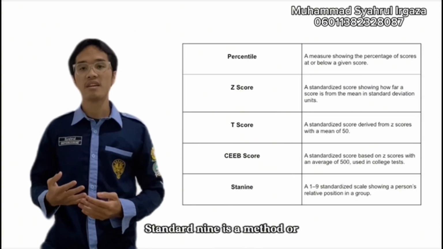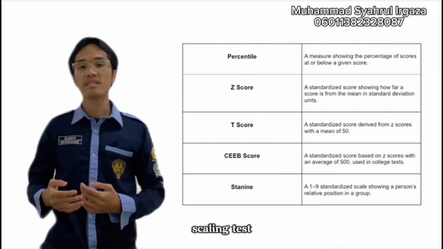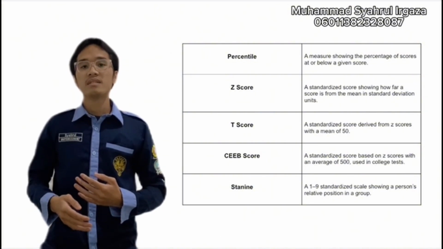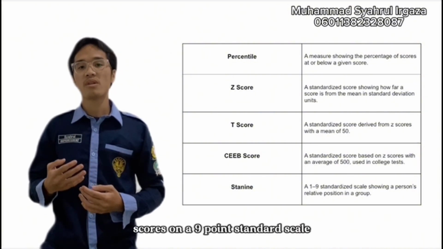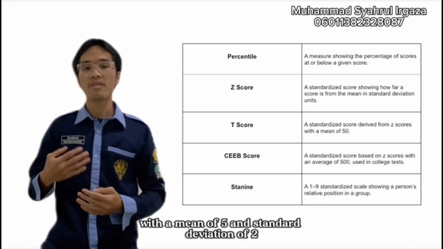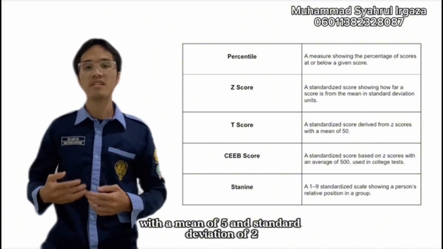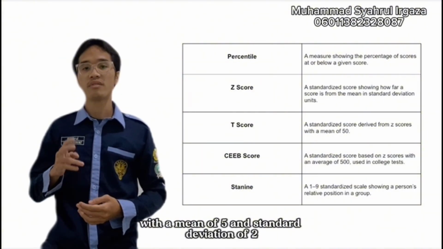Standard 9 is a method of scaling test scores on a 9-point standard scale with a mean of 5 and a standard deviation of 2.